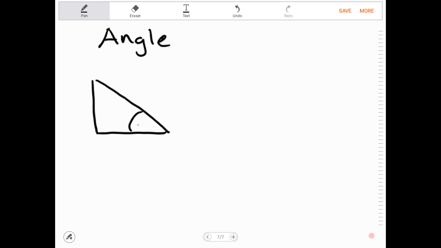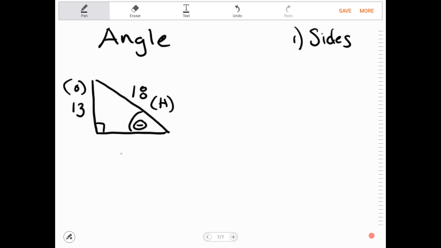Okay, and this time we want this angle right here. I will give you, this is a value of 13. I'll give you a value of 18 right there. Find that angle. So number one, name your sides, always. So this will be your hypotenuse. This will be your opposite. This will be your adjacent.